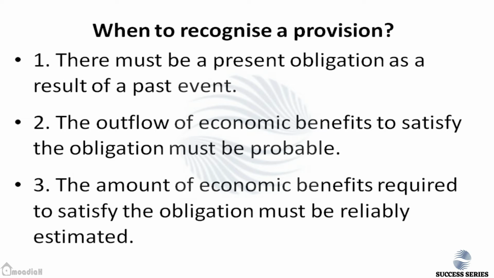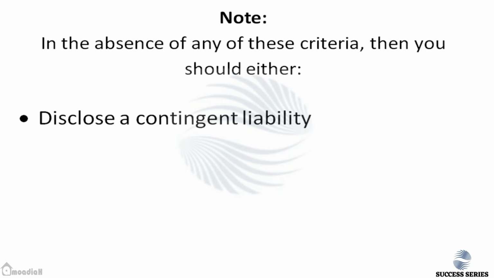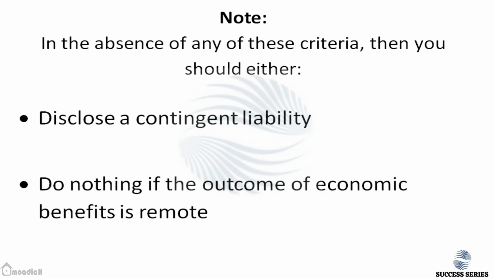This means that we must be able to mathematically ascertain, or get a figure or an amount, to represent the provision. Now there are certain things we need to note. In the absence of any of the three criteria, you are required to either disclose a contingent liability or do nothing if the outflow of economic benefit is remote.